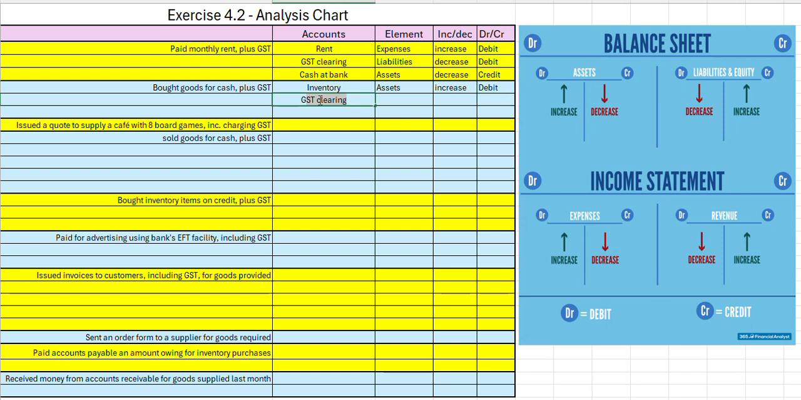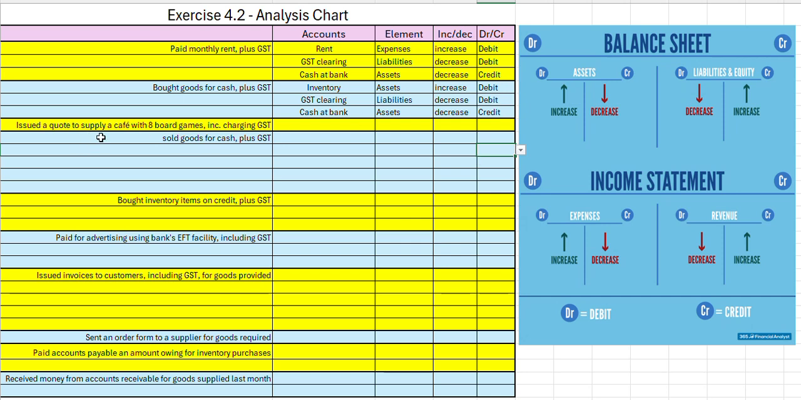Again, there's a GST component, as was the case with the first one. Our liability is going down. It's offsetting what we owe to the ATO, so that will be another debit. And so again, this inventory purchase, along with the GST, is going to reduce our cash at bank. So those two debit entries in dollar terms will equal our one credit in dollar terms.